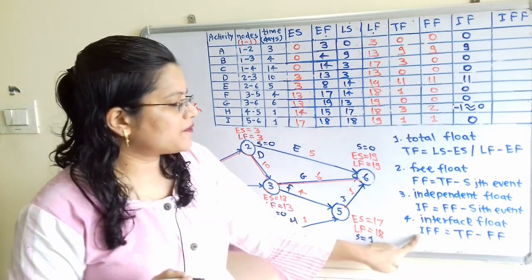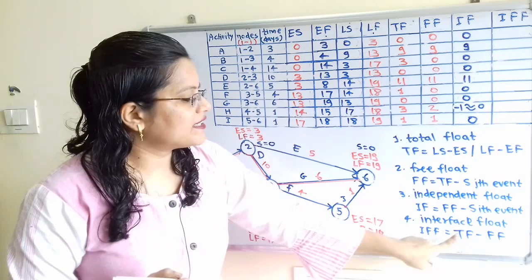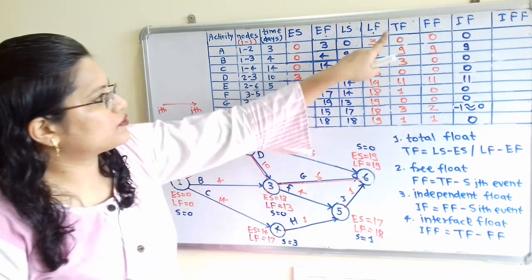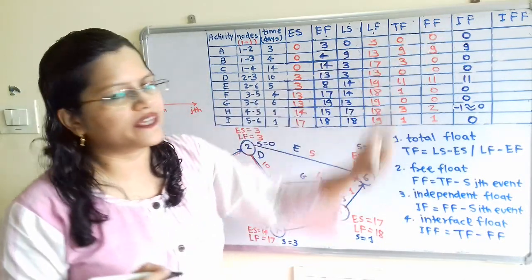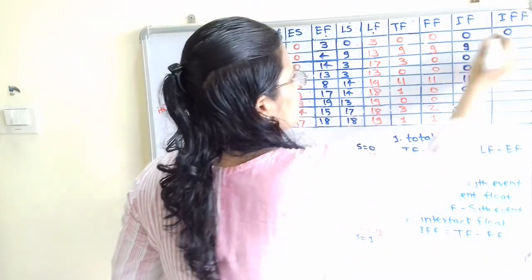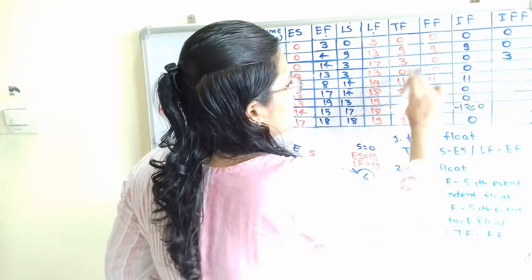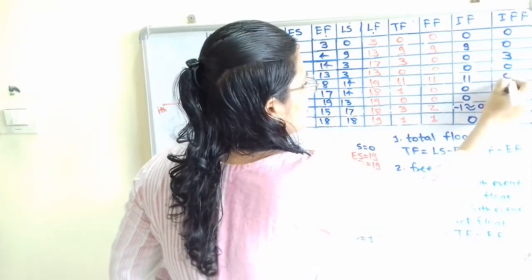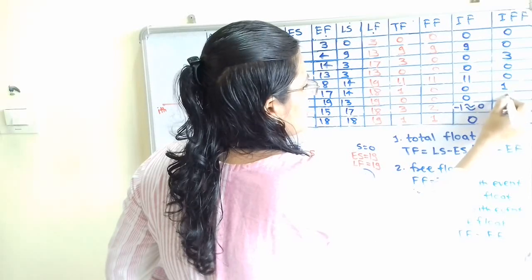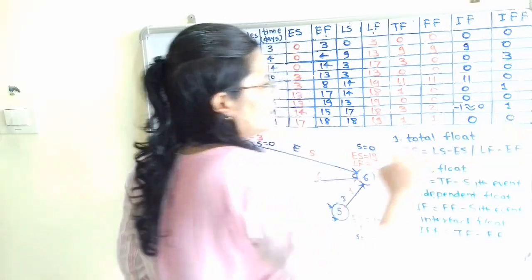Now the next one is interfering float. We will refer to the notation as IFF and it is TF minus FF. So here it is total float minus free float. Total float minus free float: 0, 9 minus 9 is 0, 3 minus 0 is 3, it is 0, here is also 0, here is 1, 0, 1, 3 minus 2 is 1 and 1 minus 1 is 0.